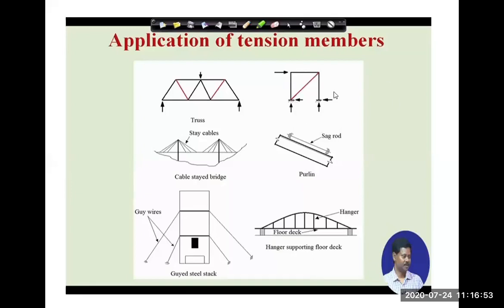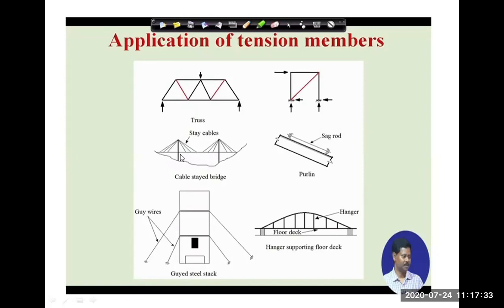Now the second is the frame. In this frame, this inclined member is under tension. Again, the cable stayed bridge, have you seen it anywhere? We have seen this cable stayed bridge in movies, and some students have seen it in actuality also. So a cable stayed bridge is nothing but simply 2 piers, and at the top of these piers, cables are connected, and those cables are holding the deck slab.